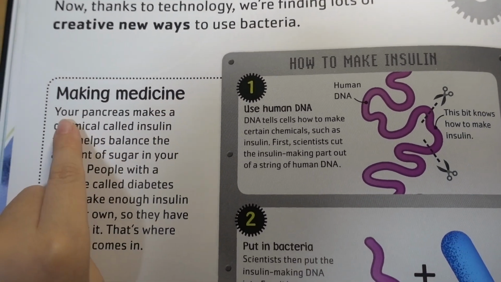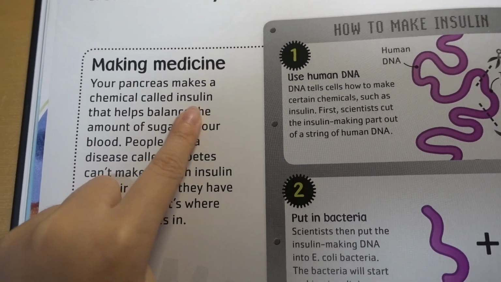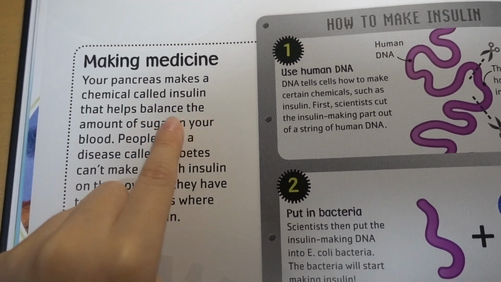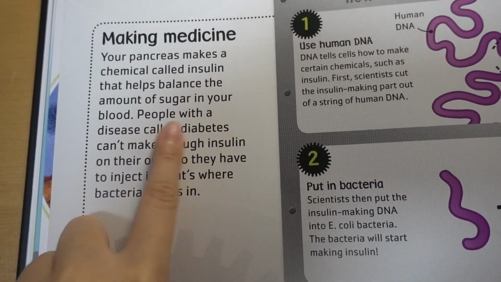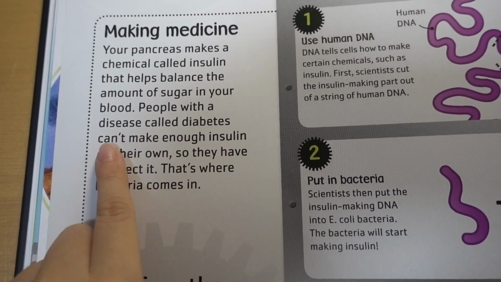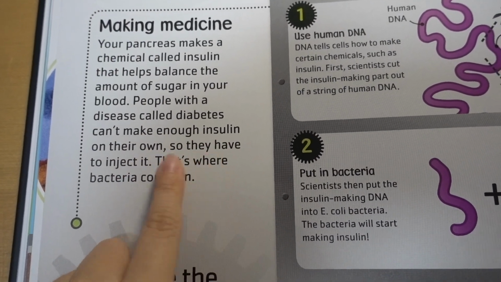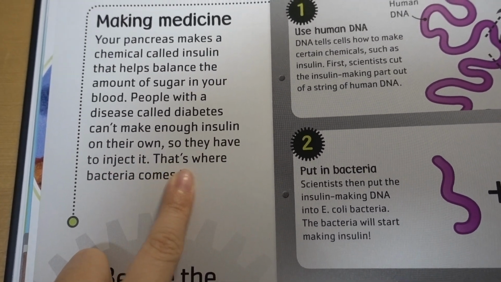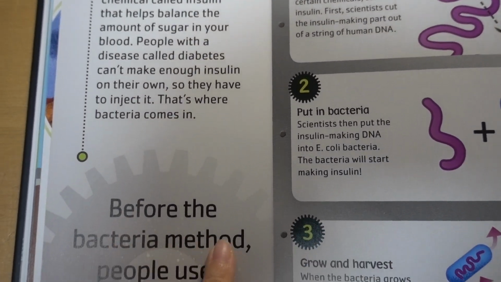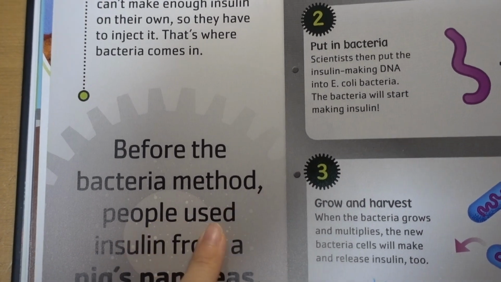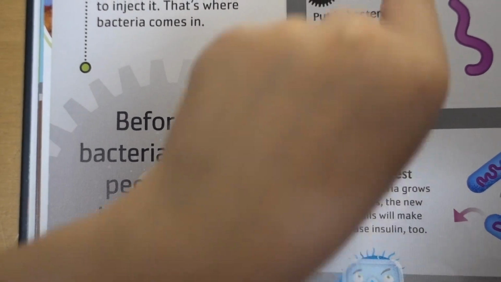Making medicine. Your pancreas makes a chemical called insulin that helps balance the amount of sugar in your blood. People with a disease called diabetes can't make enough insulin on their own, so they have to inject it. That's where bacteria comes in. Before the bacteria method, people used insulin from a pig's pancreas.